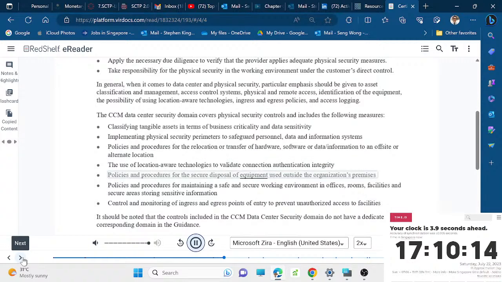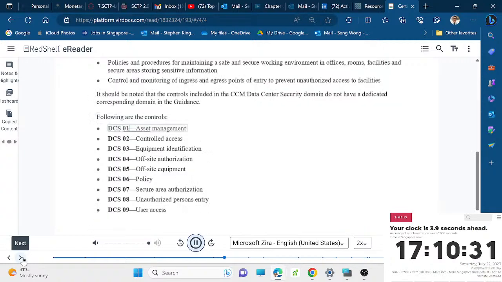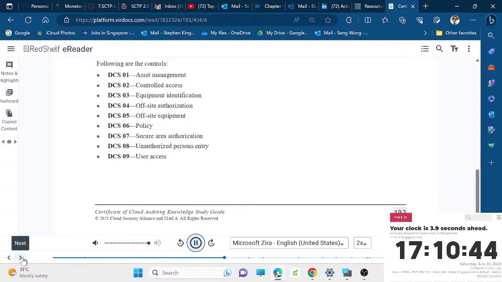Integrity policies and procedures for the secure disposal of equipment used outside the organization's premises, policies and procedures for maintaining a safe and secure working environment in offices, rooms, facilities, and secure areas storing sensitive information, control and monitoring of ingress and egress points of entry to prevent unauthorized access to facilities. It should be noted that the controls included in the CCM Data Center Security domain do not have a dedicated corresponding domain in the guidance. Following are the controls: DCS01 Asset Management, DCS02 Controlled Access, DCS03 Equipment Identification, DCS04 Offsite Authorization, DCS05 Offsite Equipment, DCS06 Policy, DCS07 Secure Area Authorization, DCS08 Unauthorized Persons Entry, DCS09 User Access.